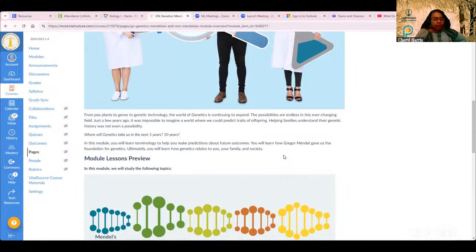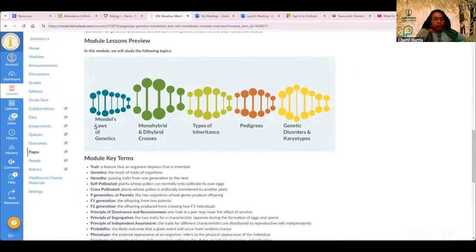All right. So again, they've previewed some of the topics for the module. We're going to start off with Mendel's laws of genetics. So there are some rules. There's a lot of rules that go along with this of what you can and cannot do. So the laws, we're going to have to learn the laws. We have to understand what we mean by monohybrid and dihybrid.